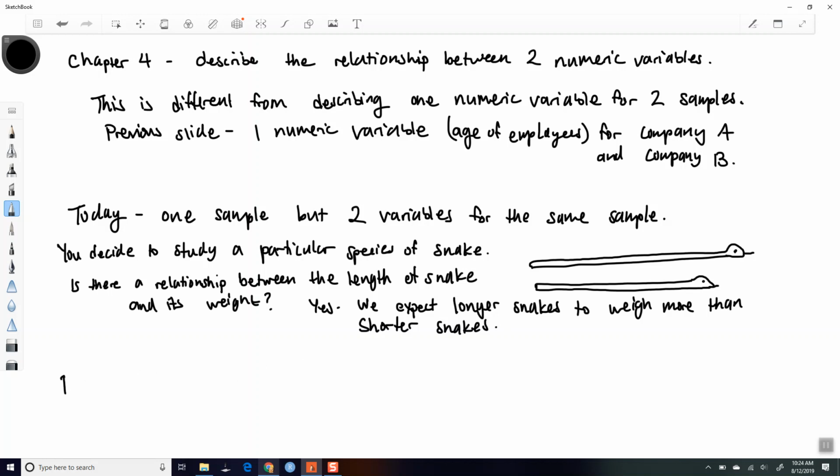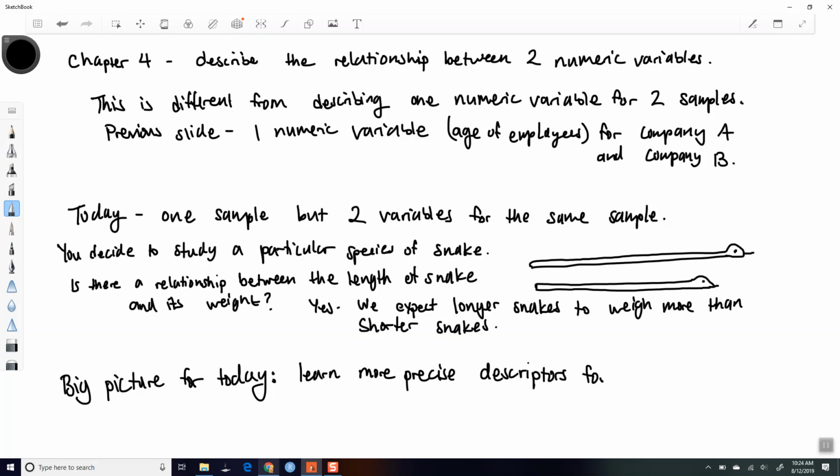So I'll just write the big picture for today: learn the more precise descriptors for a relationship between two numeric variables.